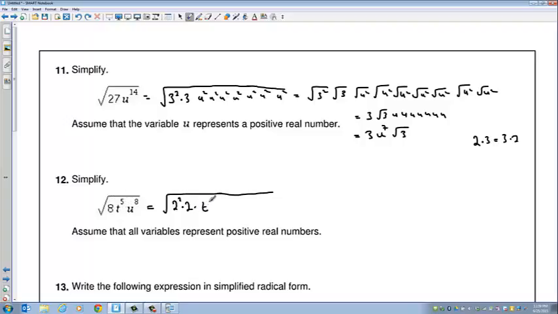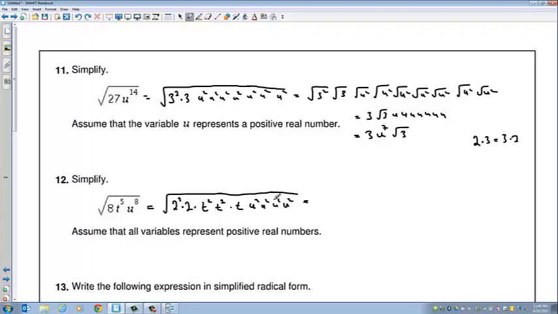So then you have t squared. That's 2 of them. Another t squared, that's t to the 4th, and then you're left over with one more t, so t to the 1. So we just write t there. And then times, you can write u to the 8th as u squared times u squared times u squared times u squared. And then you can take this radical all the way through here.